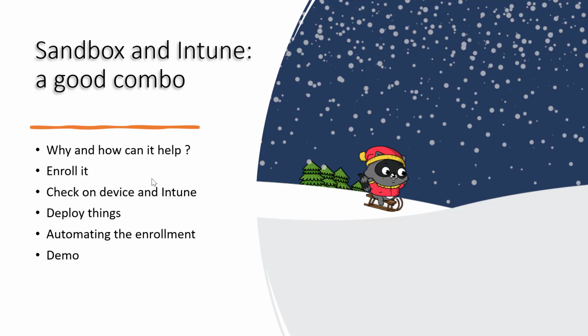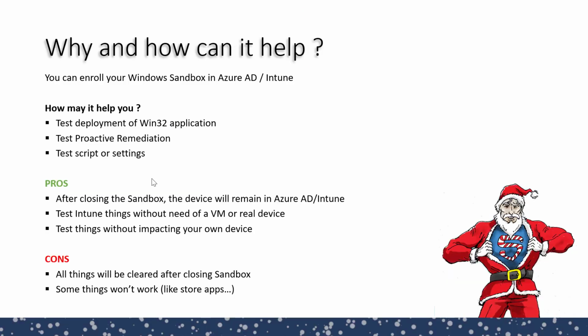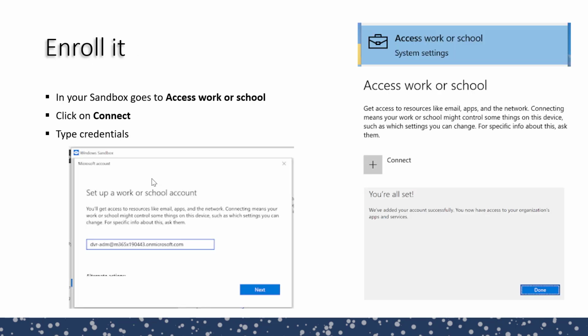Windows Sandbox and Intune can be a good combo for your tests. Why and how can it help you? You can also use Windows Sandbox to test deployment of Win32 applications, test proactive remediation scripts or operational scripts, etc. The advantage is that after closing the Sandbox, the device will remain in Azure Intune. You can also test Intune things without needing a virtual machine or real device.